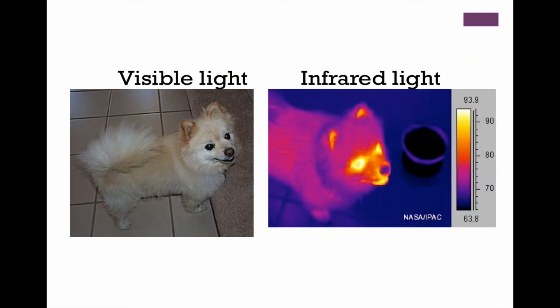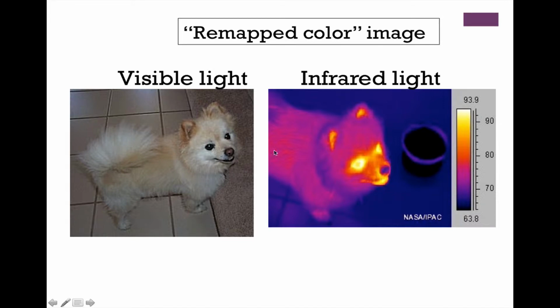So here's a picture of a little dog in visible and infrared light. There's 2 really important things to see here. One is that the infrared light is a remapped color image. Sometimes you hear the term false color, and when you're working with the public, sometimes that engenders a sense of mistrust, a sense that we are trying to fool you. We're not trying to fool you.